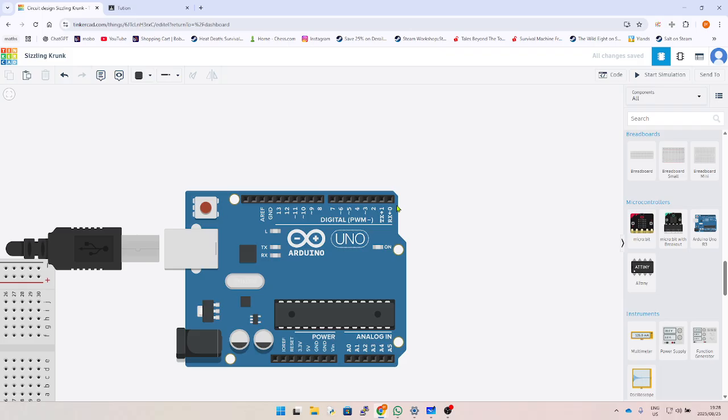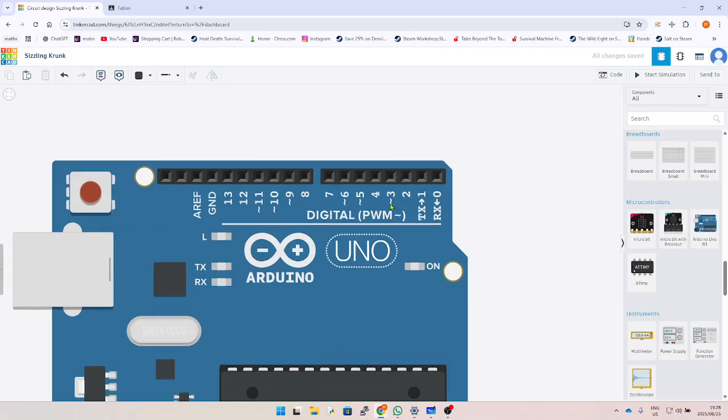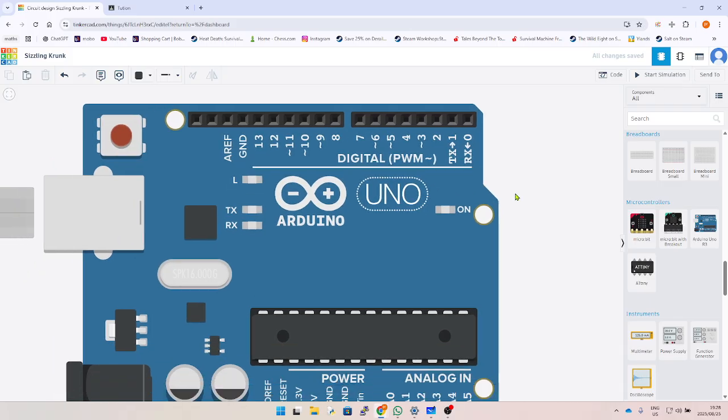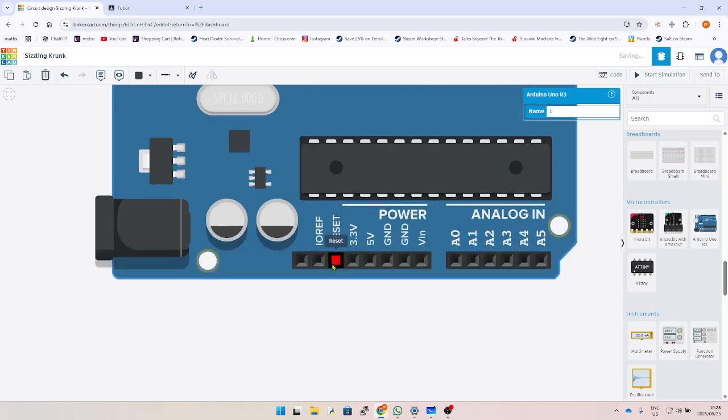Now, six of them, you see the squiggly line here: 3, 5, 6, 9, 10, and 11. Those squiggly lines mean pulse width modulation. As you can see here, it says digital PWM. I'm not going to explain what pulse width modulation is because it's not required, but just remember those specific pins are PWM pins. Then obviously you get your power input and output, your grounds, simple stuff.